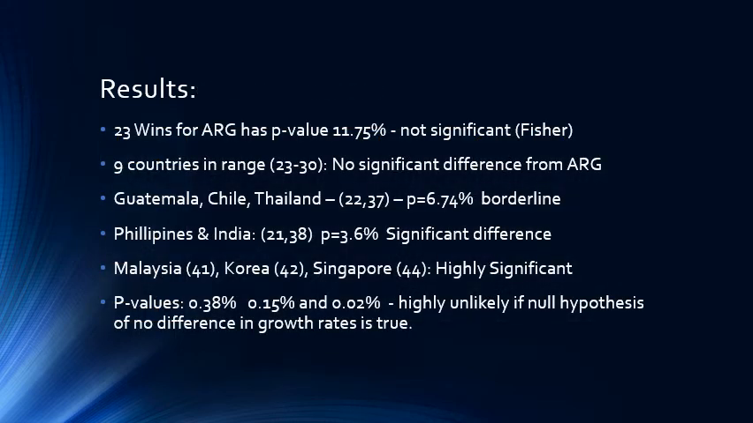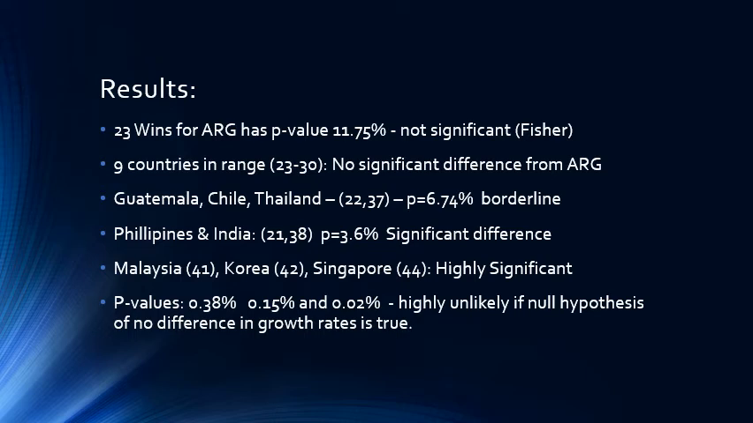So the results from this analysis show that from 23 to 30 and also from 30 to 36, which didn't occur in the table, these are all insignificant differences. And there are 9 countries in this range, and they include Mexico and Peru and many others. So for all of these 9 countries, we find that there is no significant difference in growth from Argentina.